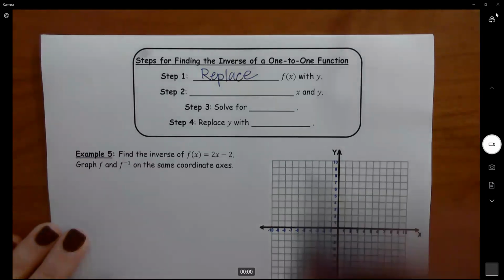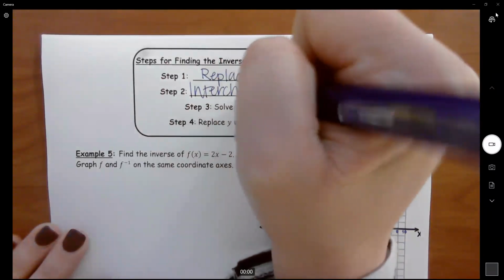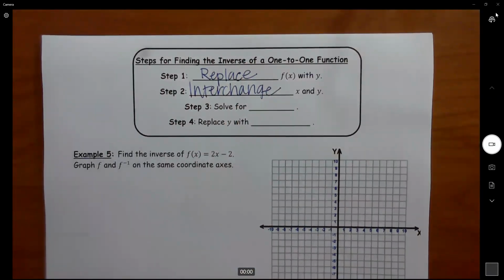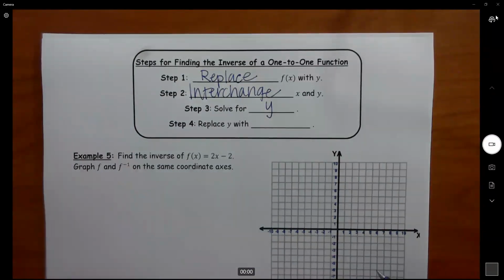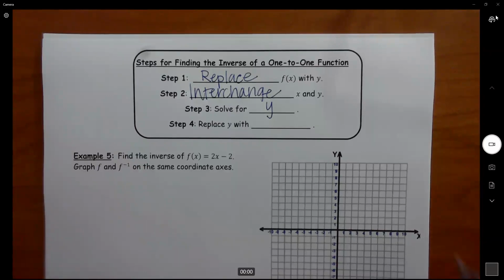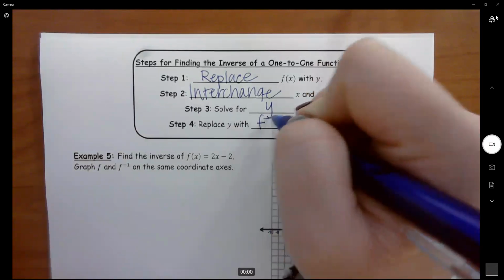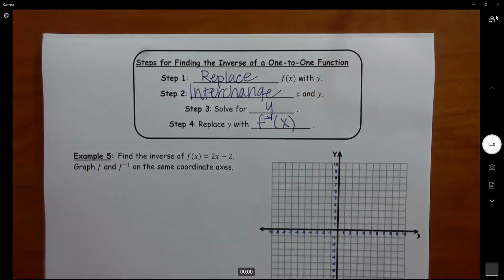Step 2, we're going to interchange x and y. Just like we do with ordered pairs, we switch x and y. We're going to do the same thing here. We're going to switch or interchange my x and y. After I do that, I'm going to solve for y. And after I solve for y, I'm going to replace y with my function notation for the inverse. So f of -1 of x.